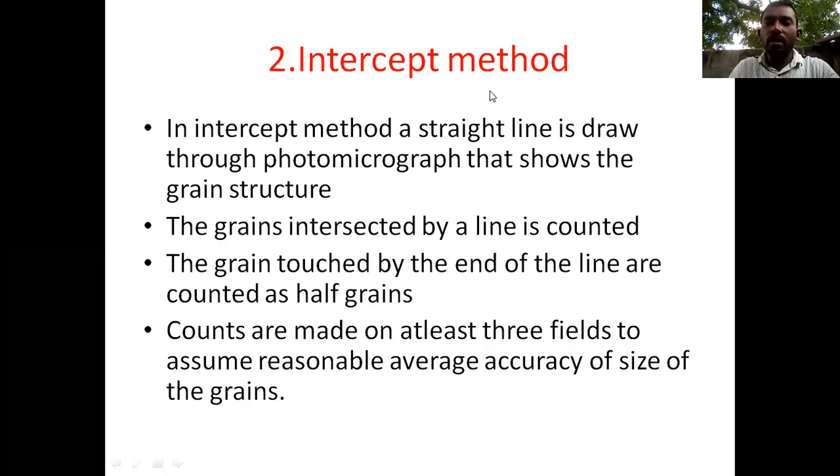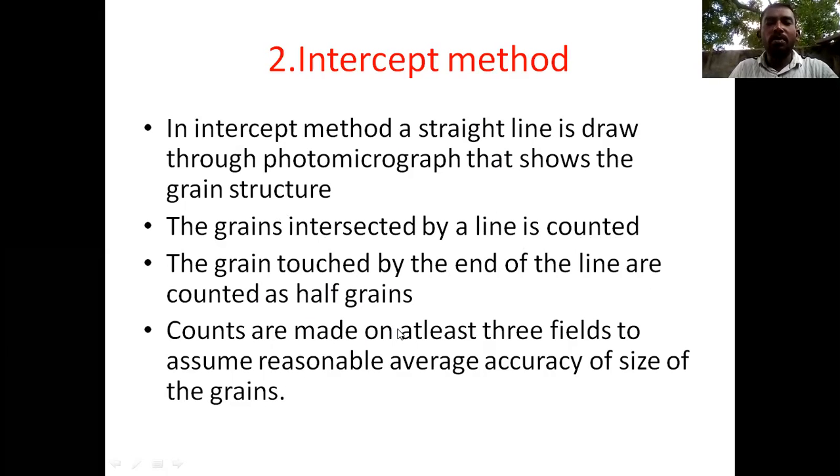For example, we can draw one line, and where the line touches a grain at its end, we consider it in the counting as half a grain. For example, I can draw a straight line like this. The straight line ending touches the grain, so we count it as half a grain. So that is the intercept method.